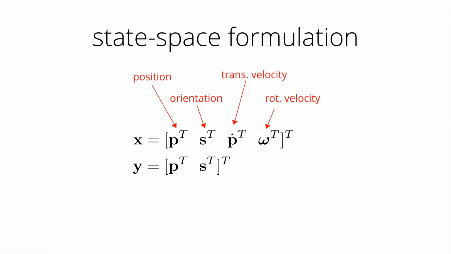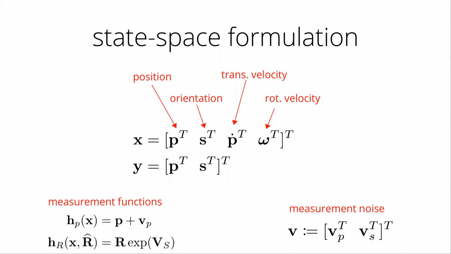Now we can define our state space formulation. Our state X will consist of the position P, orientation S, translational velocity P dot, and rotational velocity omega. Our measurement Y, which comes from the neural network, will consist of the position P and orientation S.